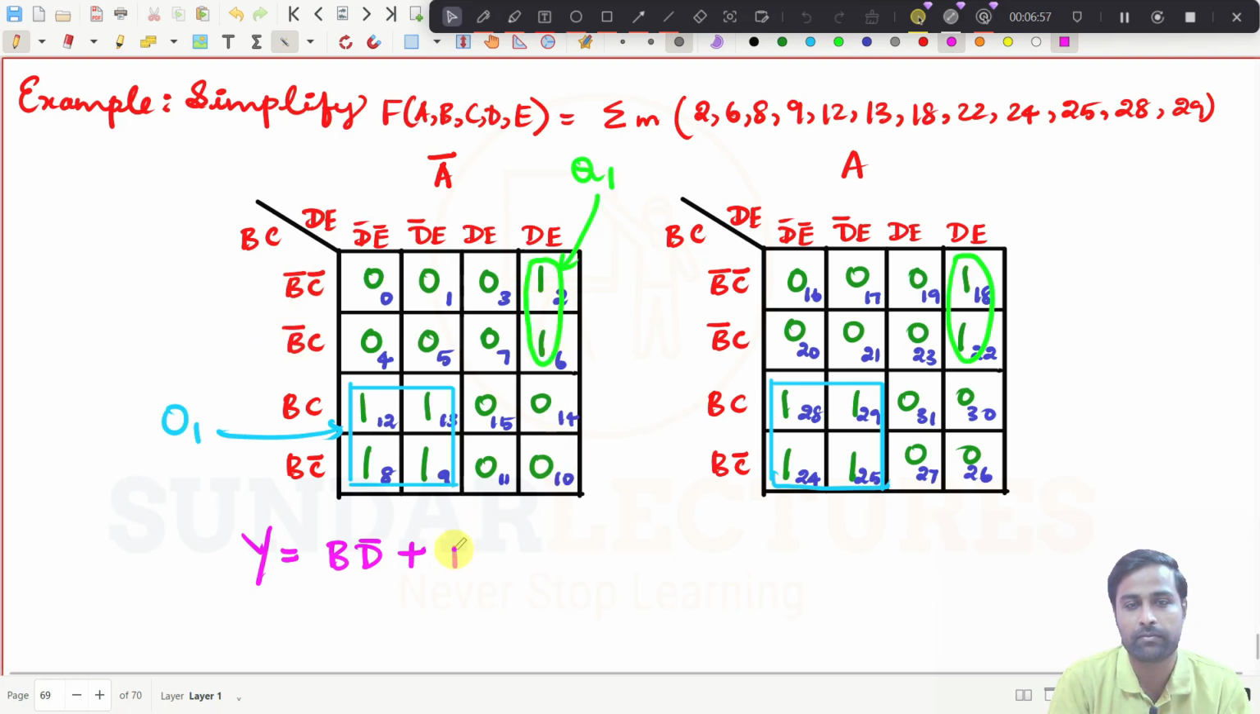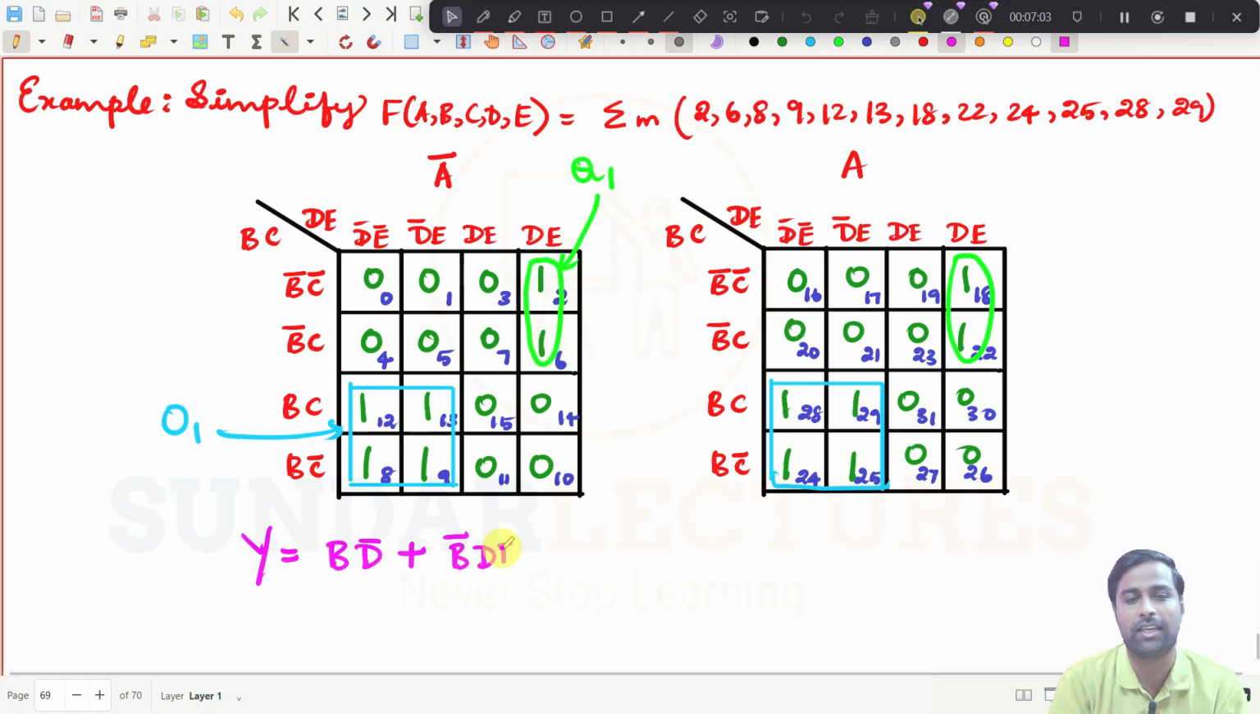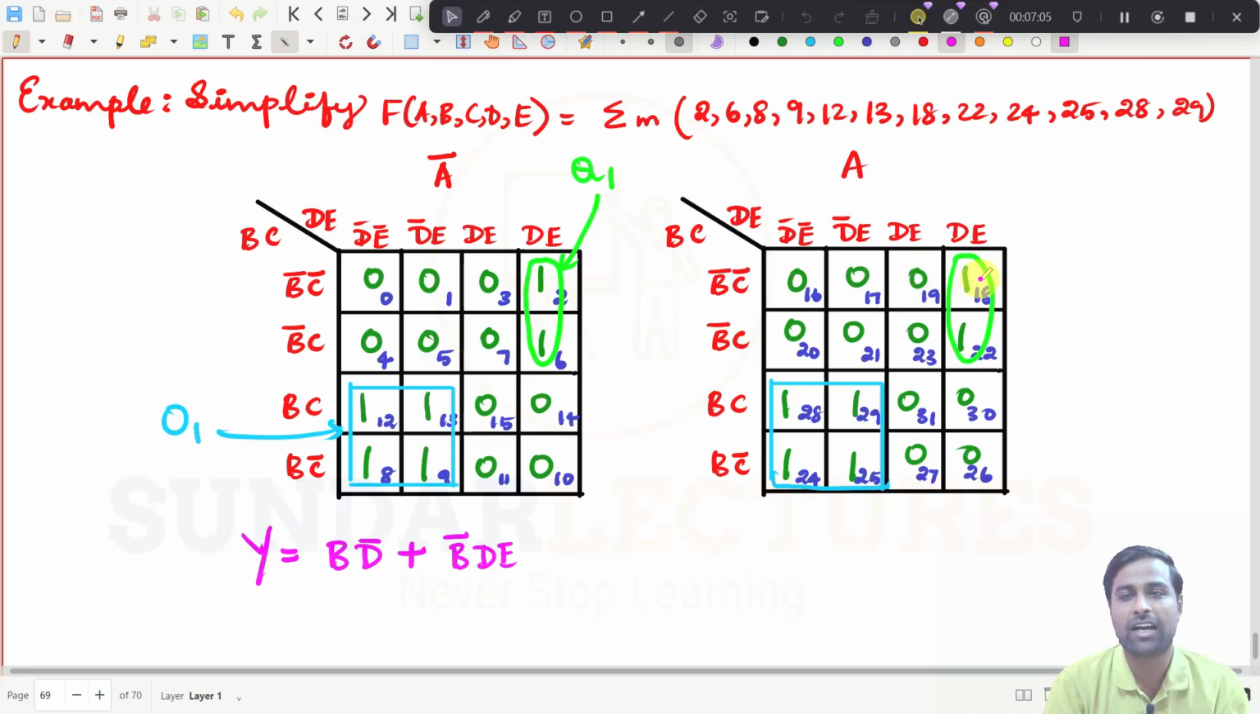So these two cells, I have to compare these two. B bar is the term, B bar, I have written. And for this one I have to straight away write DE, right? So DE. And if I write in this K map also, I will get the same answer. So I have compared the two K maps, right? There is no possibility to write A, because this is A bar and this is A. And this is the final answer.